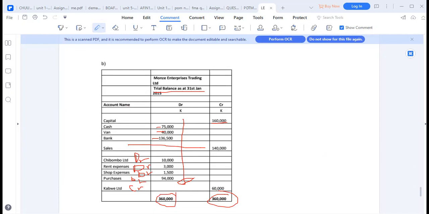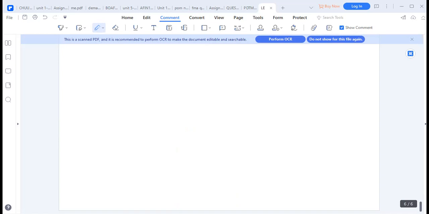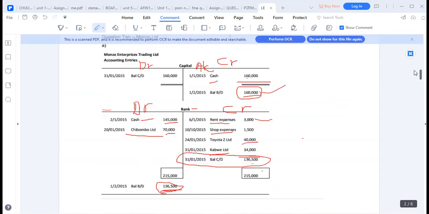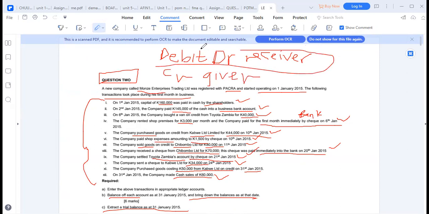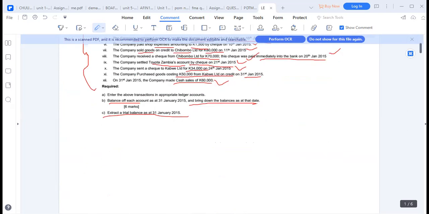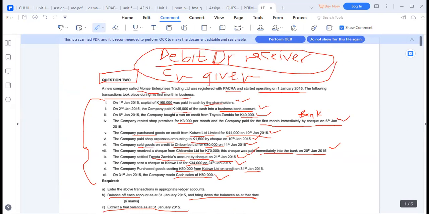So after entering the information and posting the entries, the most important thing is that we need to debit the receiver and credit the giver. This is what goes on as we are preparing the ledger accounts, which is a very important thing, because it's from this information that we prepare other final accounts, the trading profit and loss account, to see how much profit the company made and the expenses incurred during the accounting period to find the net profit.